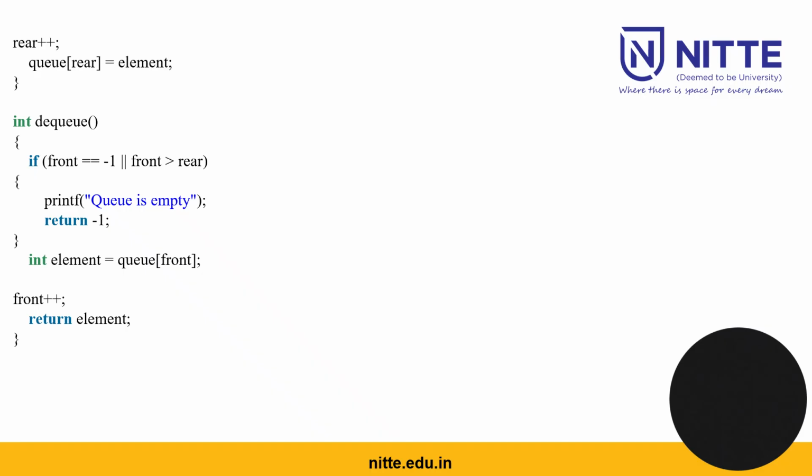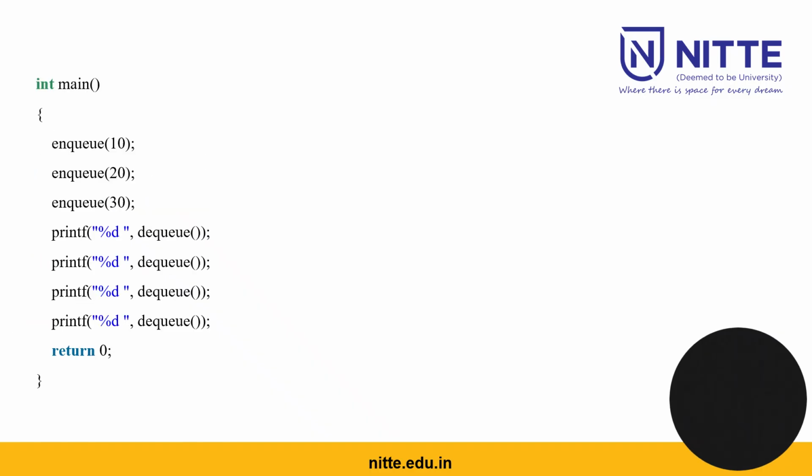So assume front is at 0 right now before removing. Then after removing, front plus plus means 0 to 1. Right now it is pointing to 1, which means the element which was at the 0th position has been removed. So it will then return the removed element. So this is how we will dequeue an element from the queue.